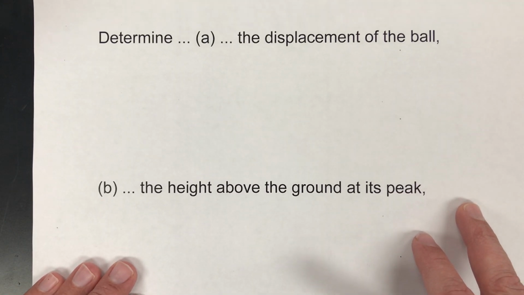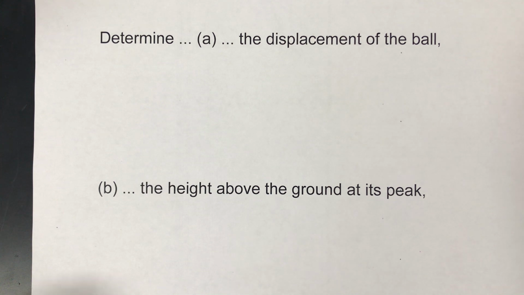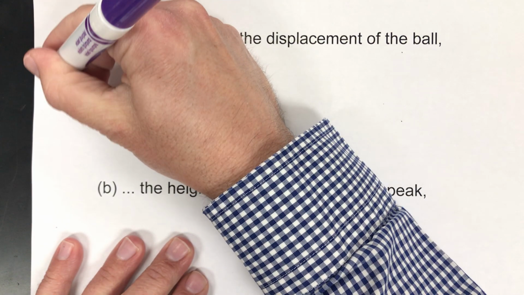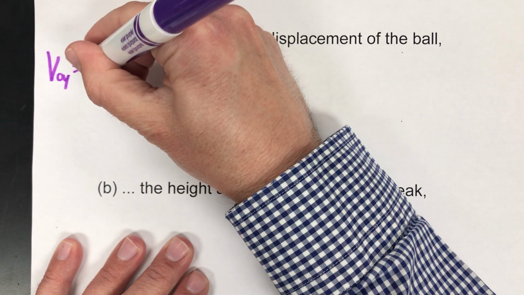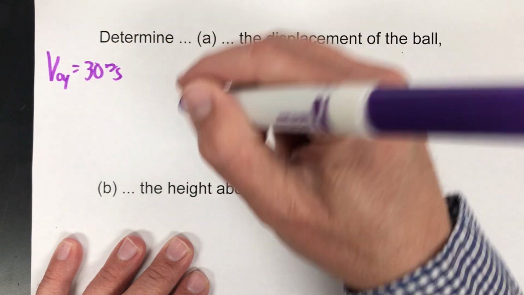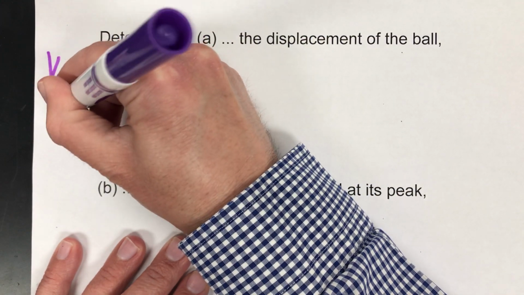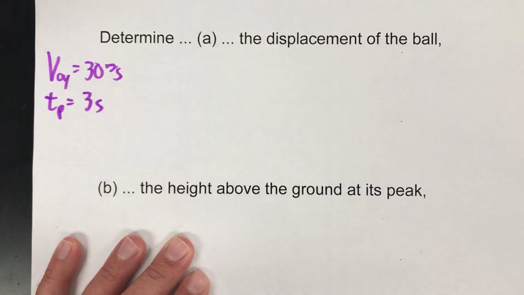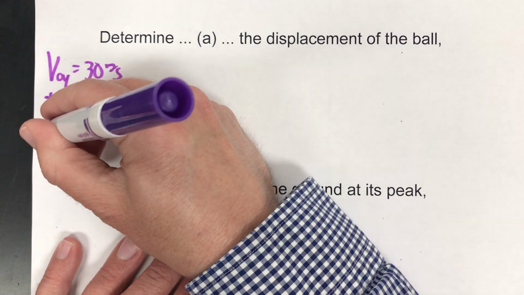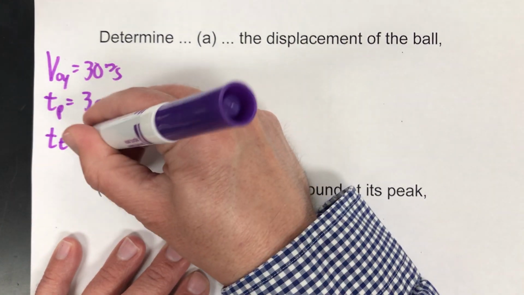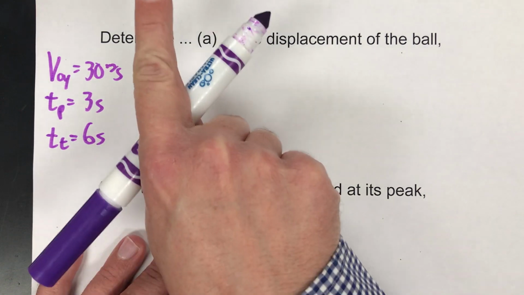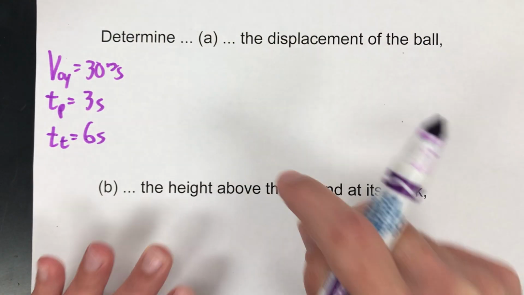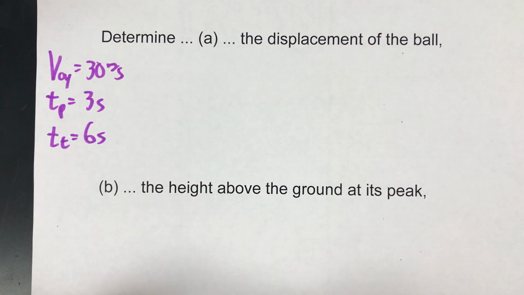So the first part says determine the displacement of the ball. In order to do that, we actually need to do a few other things first. So remember that our initial y velocity is 30 meters per second. That means that we are only going to take 3 seconds to get to the peak. And that means that we will be in the air for a total of 6 seconds. 3 seconds up, 3 seconds down for a total of 6. That information is going to be useful as we go to solve some of these problems here.